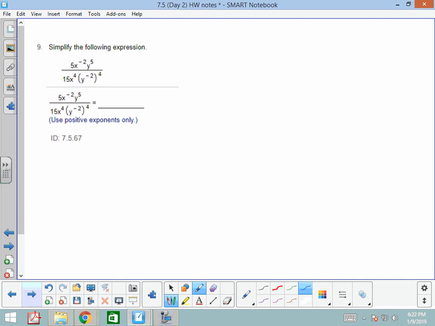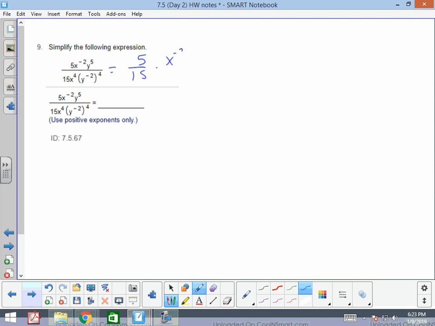Okay. Number 9. All right, so I'm going to do like I did on the 7.5 day 1. I'm going to make these into 3 different fractions. 5 over 15, those are like terms. x to the negative 2 over x to the 4th, those are like bases. y to the 5th over y to the negative 8. Now, why did I do y to the negative 8? Because right here, for y, I have an exponent inside and an exponent on the outside. So I went ahead and just multiplied those.